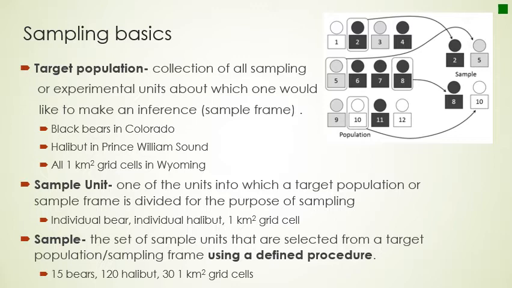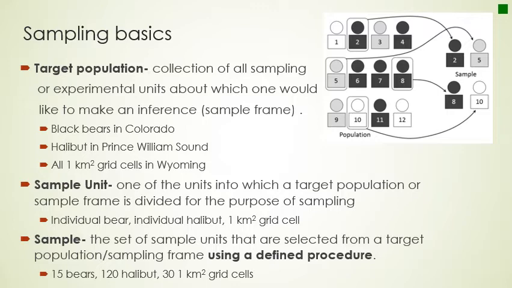If you're in fisheries, it might be halibut in Prince William Sound. For work that I do with the Bird Conservancy, we have divided up a number of western states, for instance Wyoming, into 1 square kilometer grid cells, and we randomly choose from those grid cells to go out and do our surveys so that we can make an inference to bird populations across the entire state. Sample unit refers to one of the units into which a target population or sample frame is divided for the purpose of sampling. In many cases, that's very clear: individual bear, individual halibut, 1 square kilometer cell.